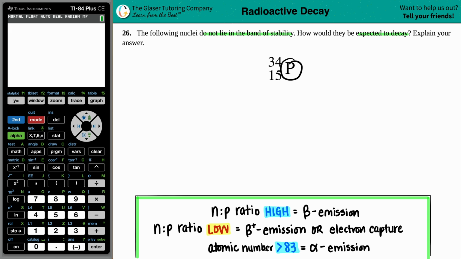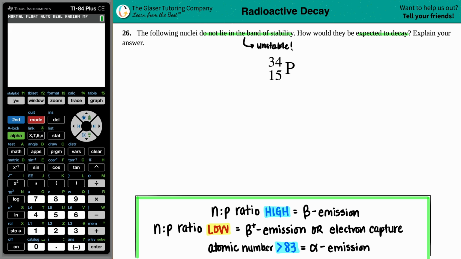We have a P, which is phosphorus. It has a mass number of 34, and it has an atomic number of 15. So we just have to figure out from this, how would this be expected to decay? We already know that it's unstable, right? If something does not lie in the band of stability, it is classified as being radioactive or unstable.